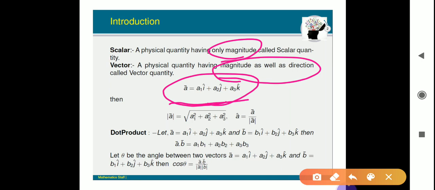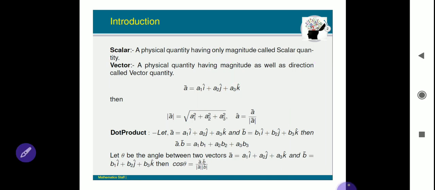So this term is called as vector because it has magnitude as well as direction. Magnitude is here a1, a2, a3, these are the magnitudes along the coordinate axes, and i bar, j bar, k bar, these are the directions of the coordinate axes. So this is the simple definition of vector, how to define vector. Then if one vector is given, how we find its magnitude, that is very important.